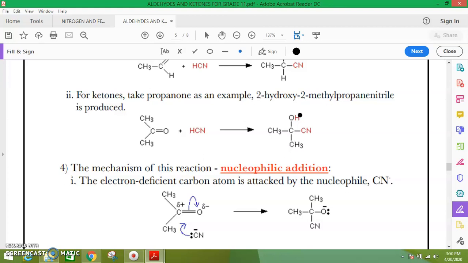So 2-hydroxy because at carbon number 2 there is an OH group, and 2-methyl because at carbon number 2 we have a methyl group, and propane nitrile. Propane means 1, 2 and 3 carbons. CN we call nitrile. That's why we call it 2-hydroxy 2-methyl propane nitrile. This cyanide ion we also call CN nitrile. That's why our product, when we use ketone, is 2-hydroxy 2-methyl propane nitrile.